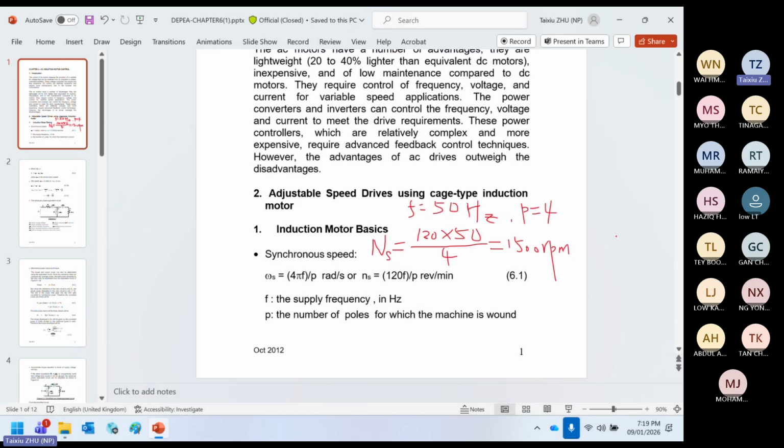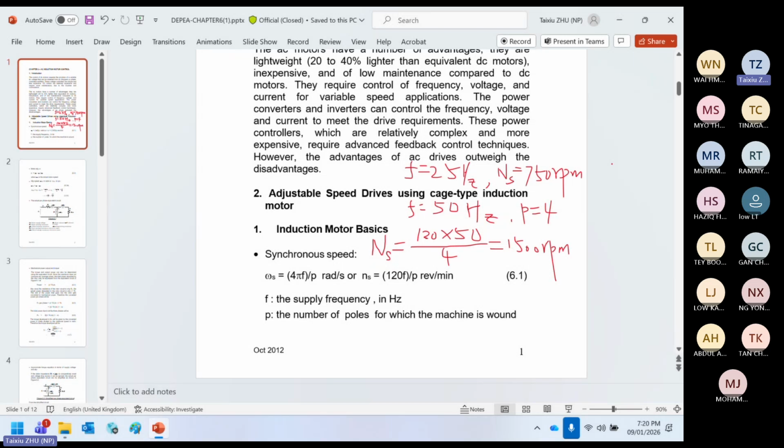So as long as I know the frequency applied to the motor and my motor construction, the number of poles, I can estimate it. Say you want to slow down the motor to 50% of this speed. Then easy, you just change the frequency to 25 hertz. Then you do this calculation again, and you will find the synchronous speed is 750 RPM. So that's how the motor speed is controlled.